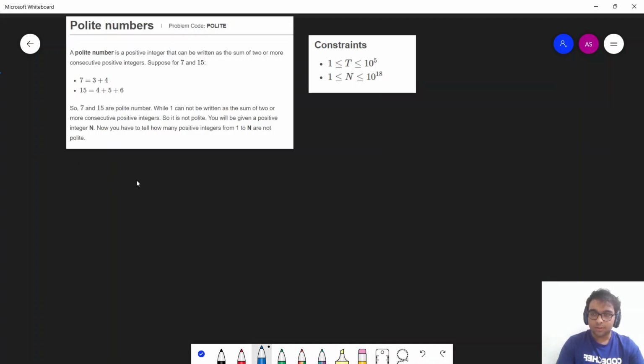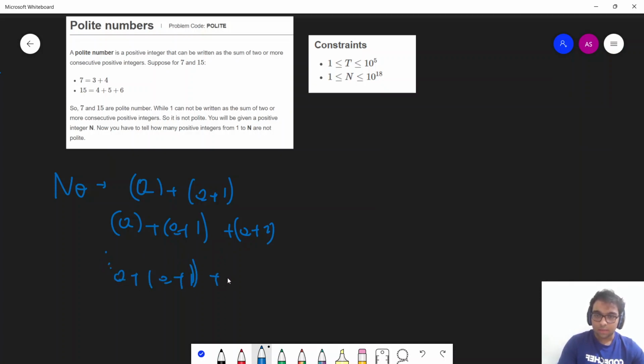Okay, so now let me just summarize what the problem statement is saying. Basically, a number is said to be a polite number if and only if it can be represented as the sum of two or more consecutive integers, such as a plus a plus 1, or a plus a plus 1 plus a plus 2, and so on. If it can be represented in the form of any two or more consecutive integers, then it's a polite number.